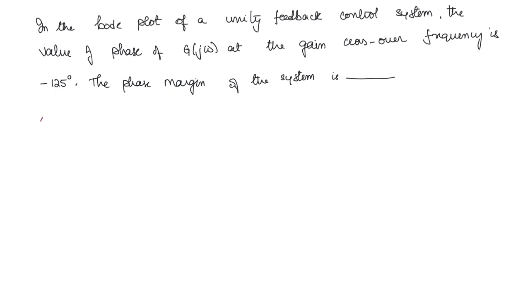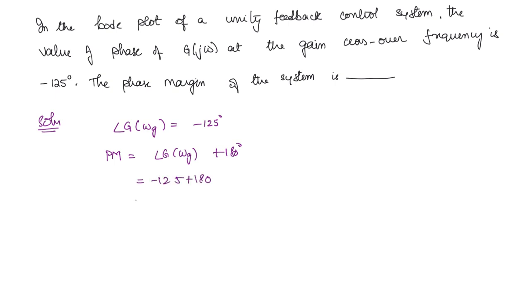You don't even need the Bode plot. What they have given is the phase at the gain crossover frequency as minus 125 degrees. So then what is the phase margin? This is simply the phase at gain crossover frequency plus 180 degrees. So this is going to be minus 125 plus 180, which will give you 55 degrees. Okay, so these are the kind of questions you will get from Bode plot.